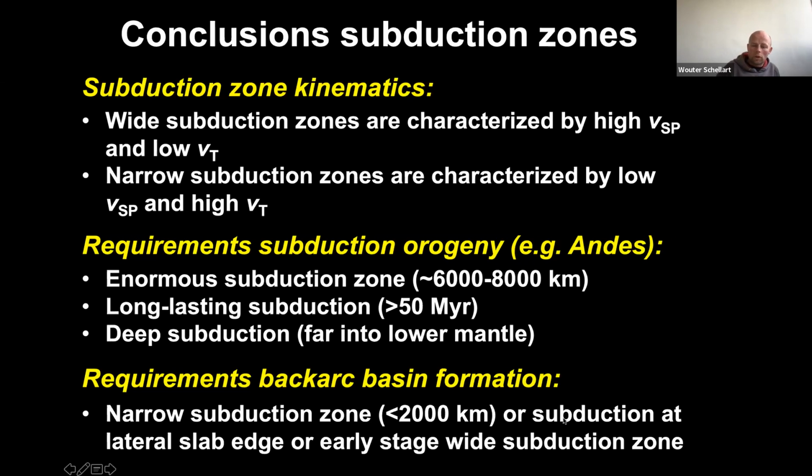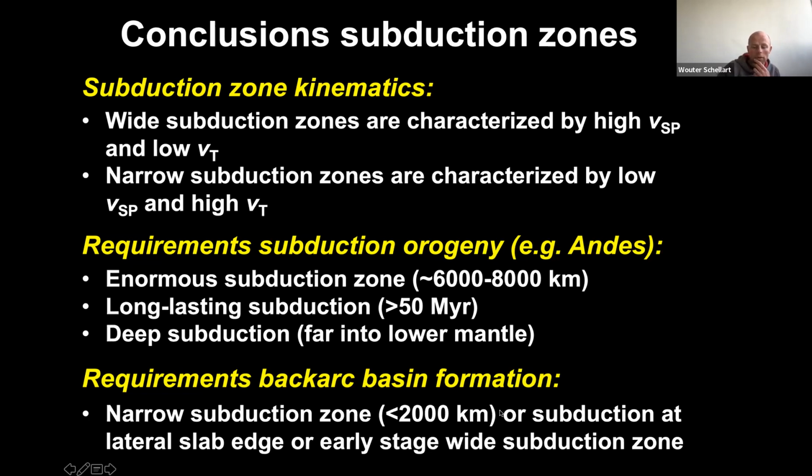But what else? What are other scenarios where we can actually generate back-arc extension and back-arc basin formation? We saw in one of the diagrams that near lateral slab edges, we can extend the overriding plate for longer, even at wide subduction zones. And we also saw that at wide subduction zones, if we're only in an early stage of subduction, so an upper mantle subduction stage, we will then also generate overriding plate extension and back-arc basin formation.